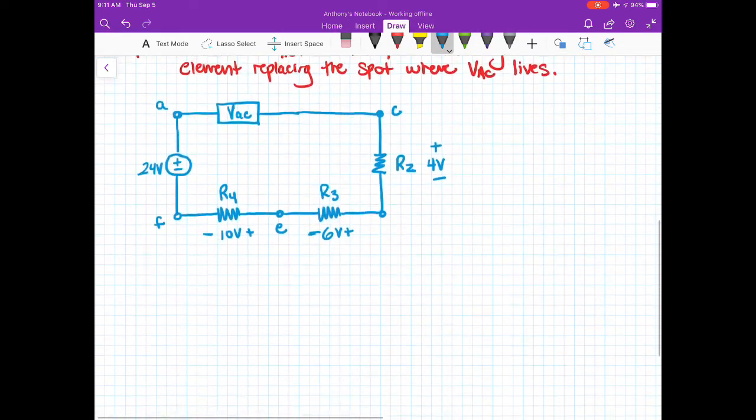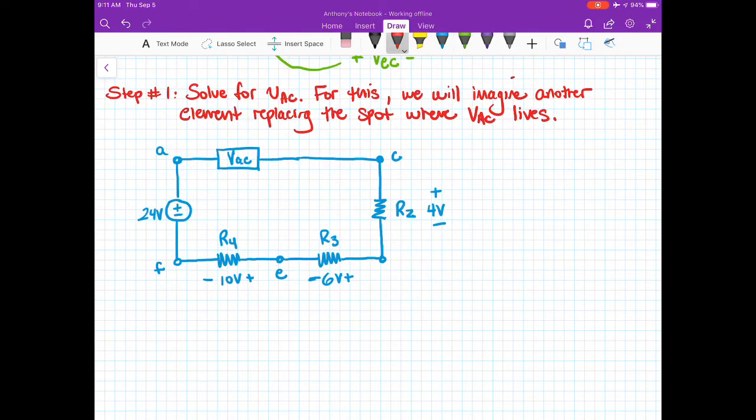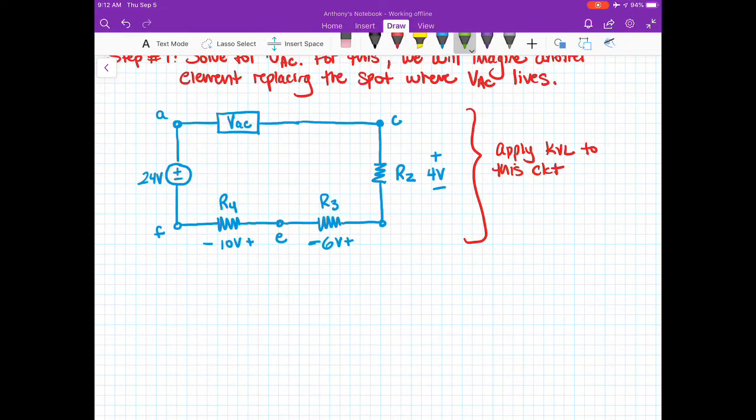All right. So anyway, now let's calculate what VAC is. For this, we can just apply KVL to this circuit. So what will that look like? I will define a polarity for voltage. Well, it's already given to me. Voltage AC has this polarity. So let's write out KVL. I'm going to assume that VAC has the positive polarity. Okay, so starting from VAC and moving clockwise, we have VAC minus 4 volts, minus 6 volts, minus 10 volts, and then we have to plus.